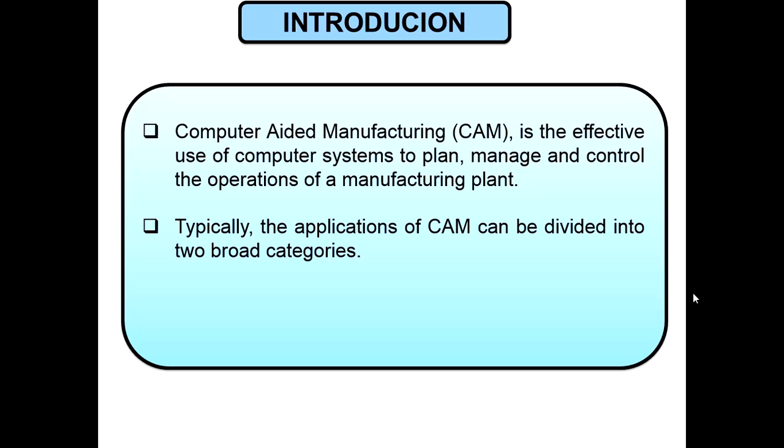Typically we can say the application of computer aided manufacturing can be divided into two broad categories, that is manufacturing control and the second is manufacturing planning. So these categories represent two different levels of involvement of the computer in the operation of the plant.